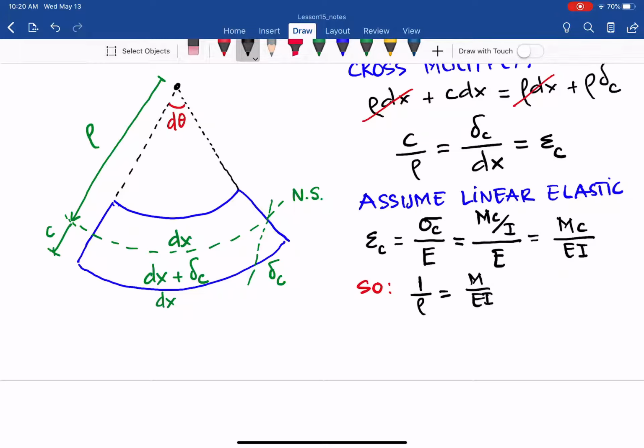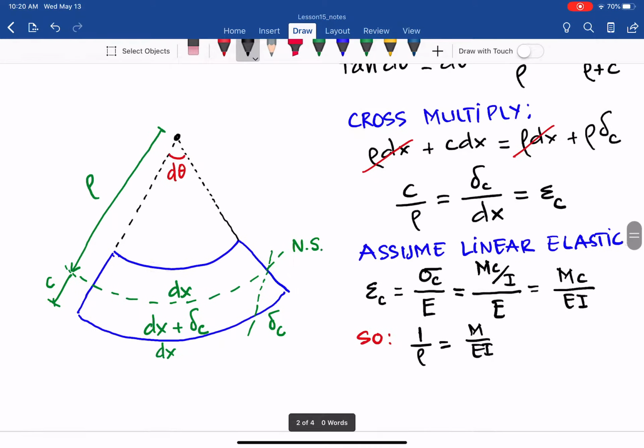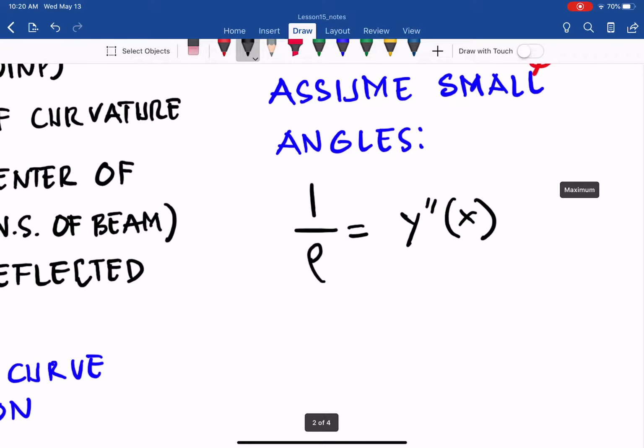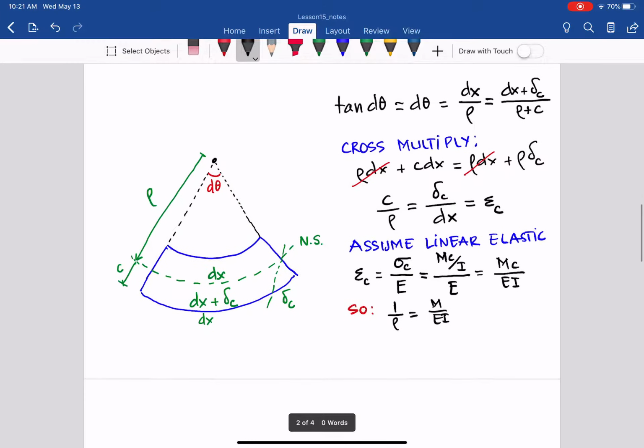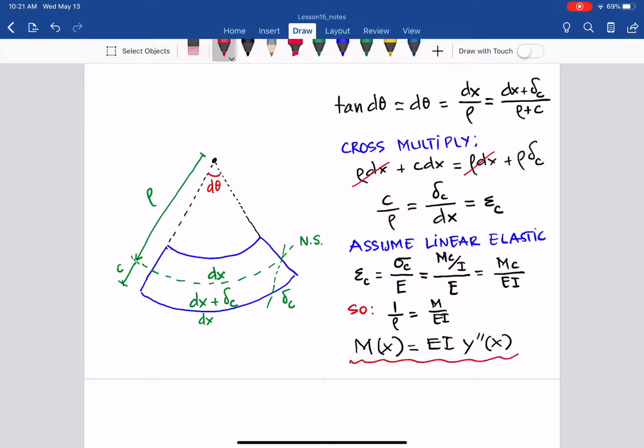And what does that mean? Here, 1 over rho equal to the second derivative of the elastic curve function. So from that, the first important equation, cross multiply, is that the moment at any point on the beam is equal to EI times the second derivative of the elastic curve function. So let's box that one here.